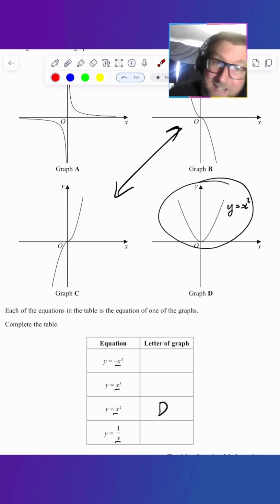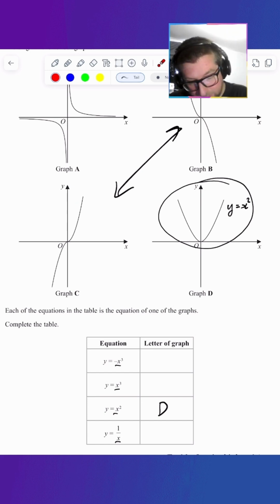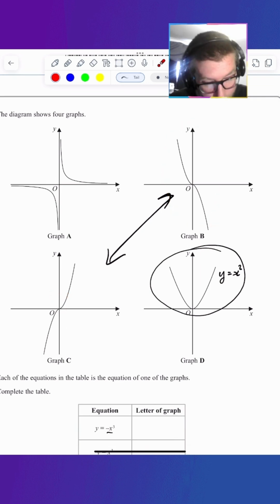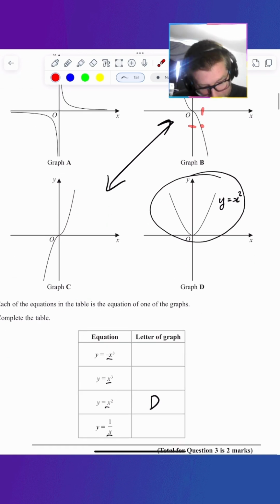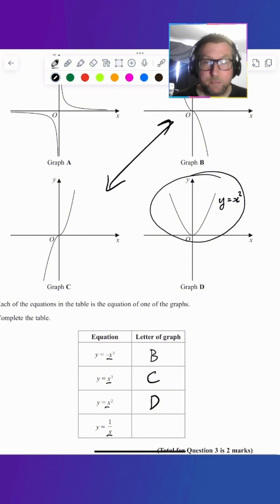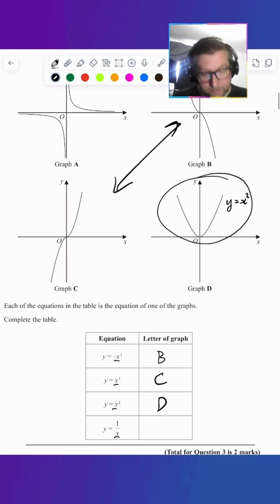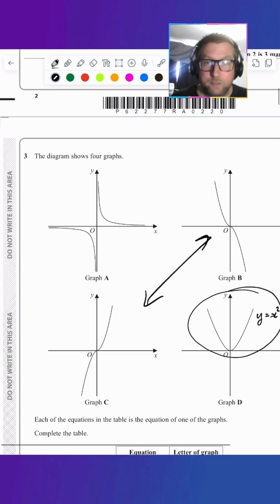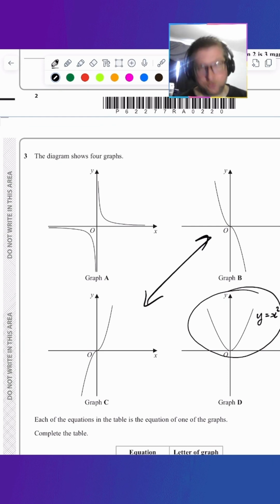If we're not sure, we can check, can't we? Let's take a value. If x equals 1, 1 cubed is 1. So we should have a point up here. So it can't be this graph. If x is 1, y is minus 1 on this one. So B is the negative one, and C is the positive one. Now, by process of elimination, we can see that A is 1 over x. But we shouldn't have to rely on process of elimination. We should know that the graph looks like this.